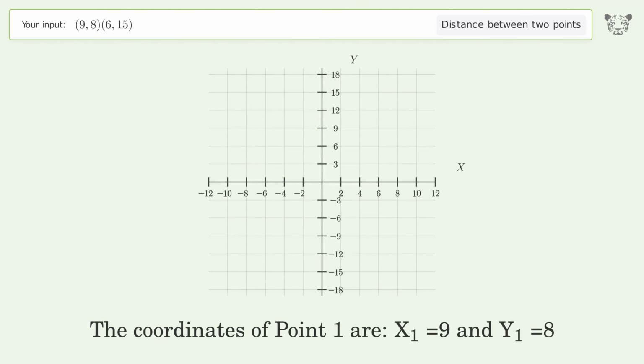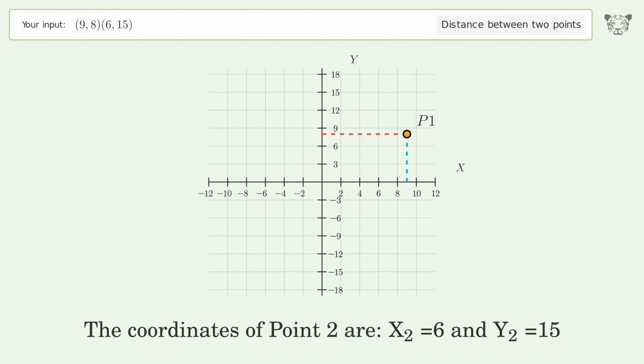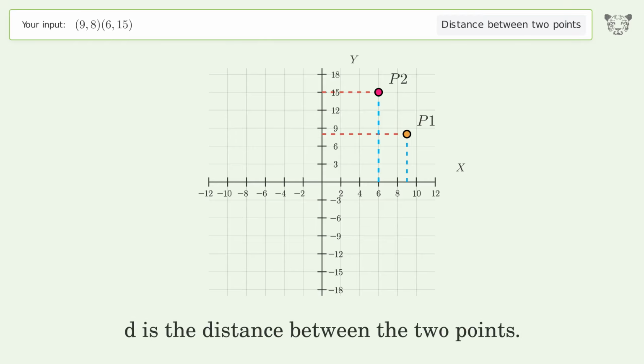The coordinates of point 1 are x1 equals 9 and y1 equals 8. The coordinates of point 2 are x2 equals 6 and y2 equals 15. D is the distance between the 2 points.